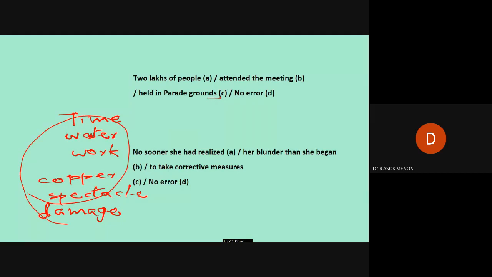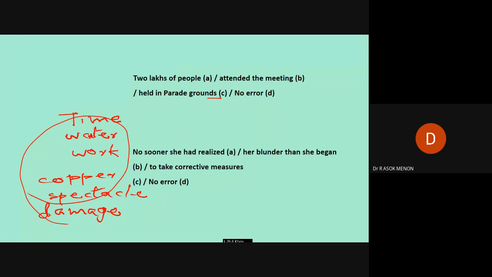So what we've been discussing is that many nouns in the English language cannot be used in plural normally, generally. At the same time, if such nouns, only a few, the nouns I have written on the screen, are used in plural, they take a different meaning. What about grounds here? Regarding the question here, 2 lakhs of people attended the meeting held in parade grounds. Grounds means reason. It is not the playing ground or the meeting ground. Grounds means reason. On what grounds? On what reason? What are your grounds? What are your reasons? That's how grounds becomes wrong here.